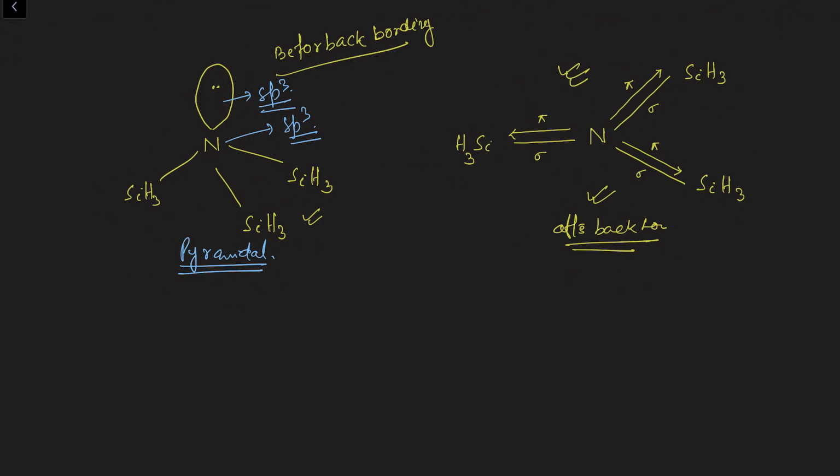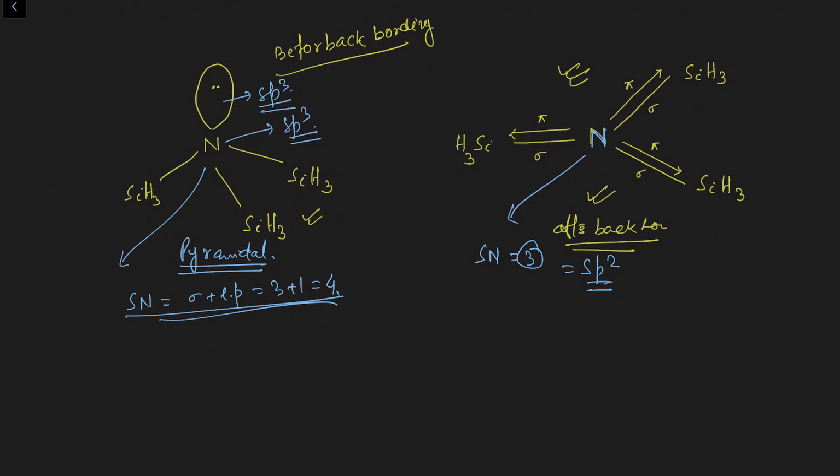Now what happened? What is the steric number for this nitrogen? Only three sigma bonds. That's why the hybridization is sp2, and the geometry will change to trigonal planar. But here, what was the steric number of nitrogen? Sigma bonds plus lone pair of electrons, 3 plus 1. That is 4, right?